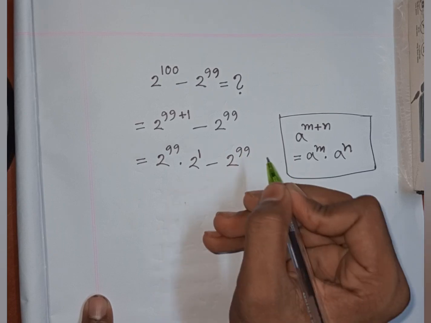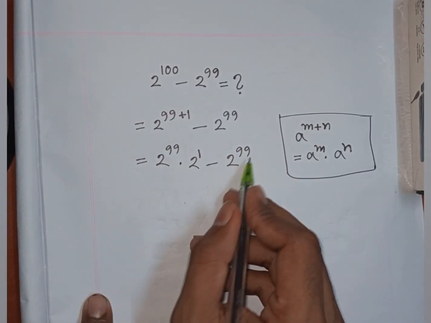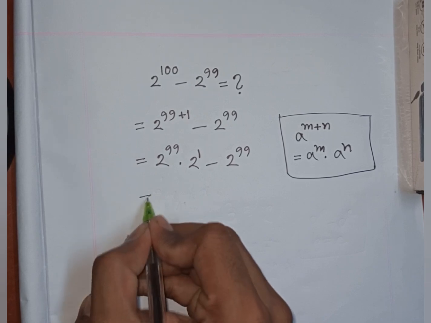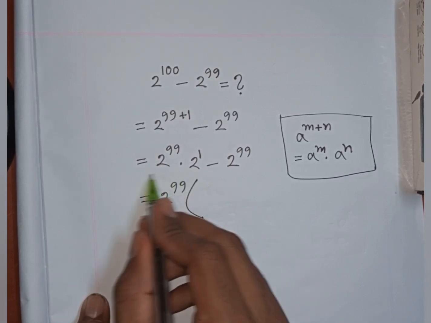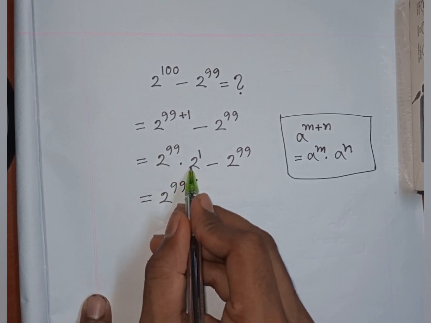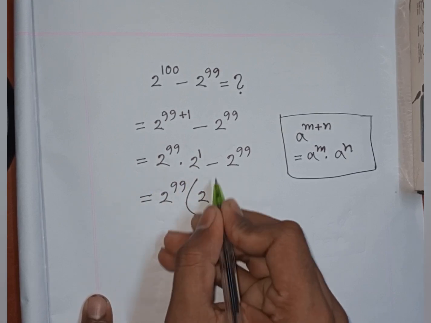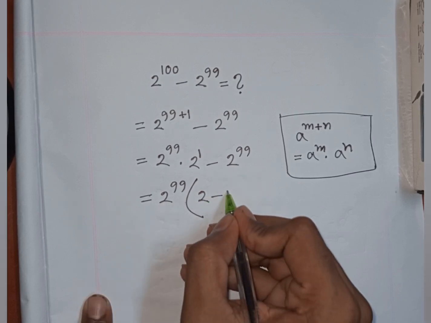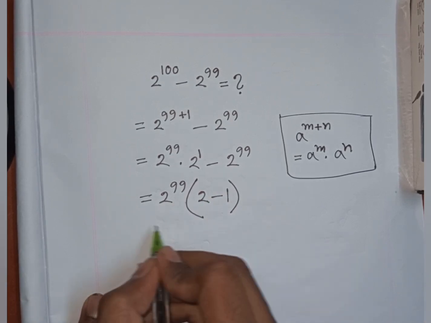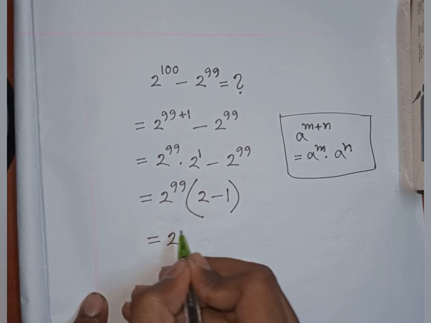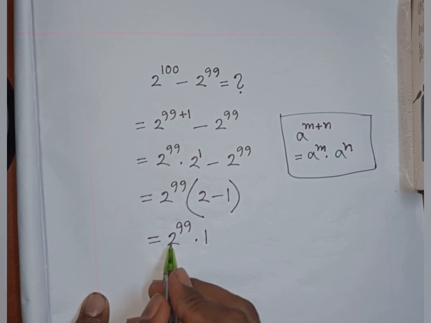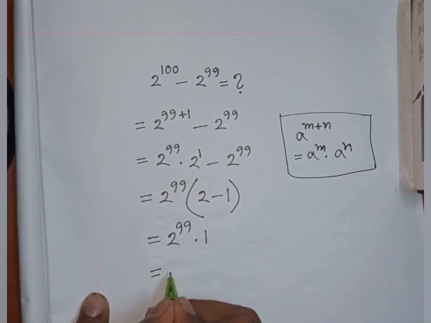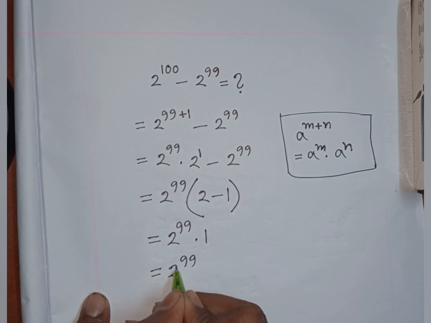Now we see 2 power 99, 2 power 99 is common. So 2 power of 99 is out of the bracket. So this divided by this, so this will be cancelled. So we have 2 power 1, same as 2, minus this divided by this, that means it will be 1. Then bracket close is equal to 2 power of 99 times 2 minus 1. That means 1. So this multiplied by this, that means it will be 2 power of 99. So 2 power of 99, this is our final answer.